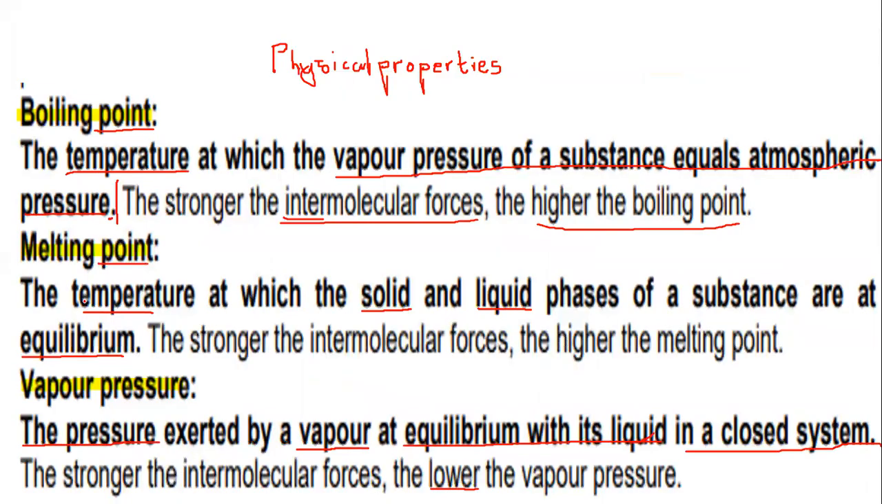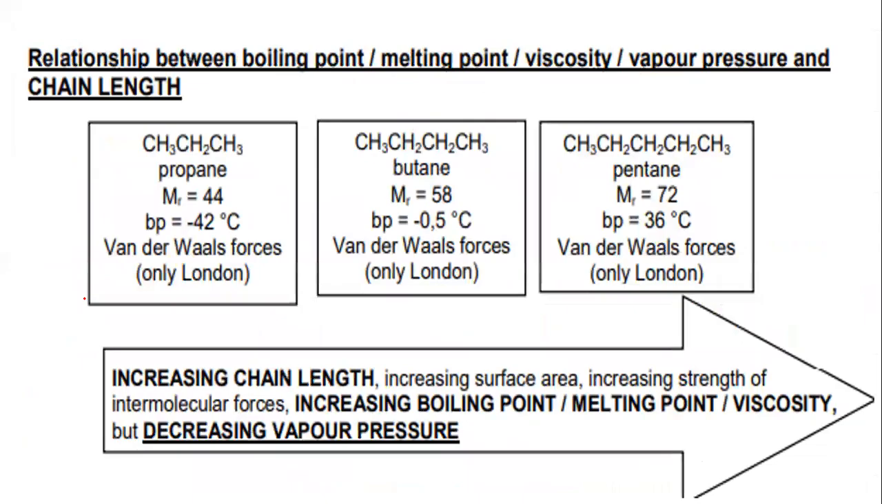Then we say, okay, let us first learn the relationship between boiling point, melting point, and vapor pressure. And all these three physical properties, we are going to relate them to the chain length. And remember what I said about chain length? We said we can also refer to that as the surface area.